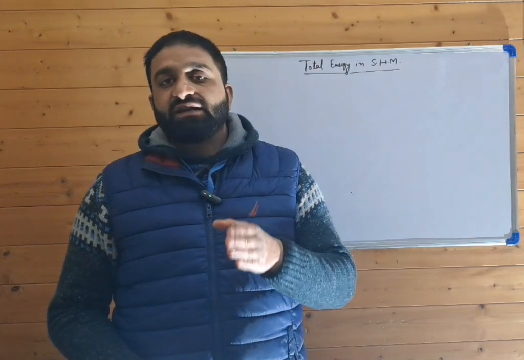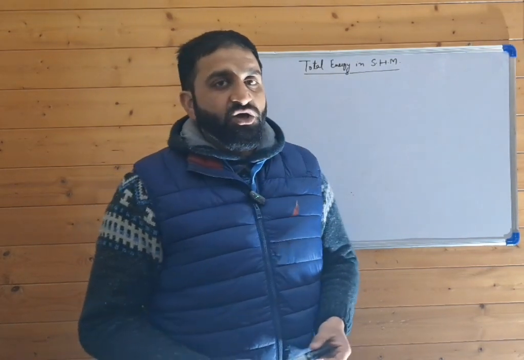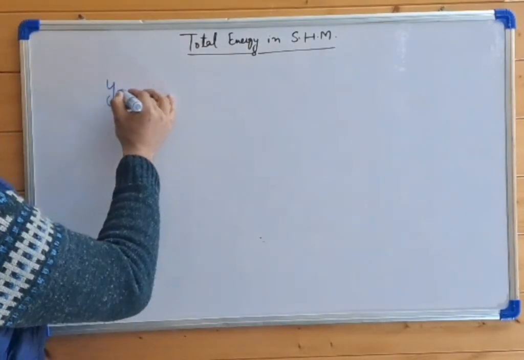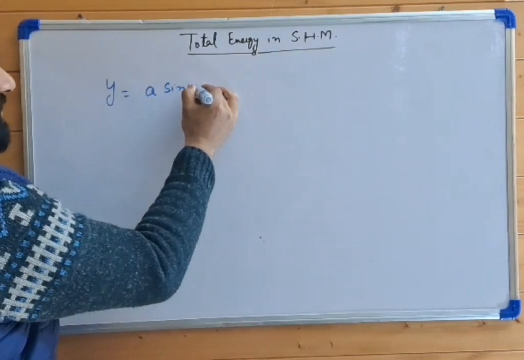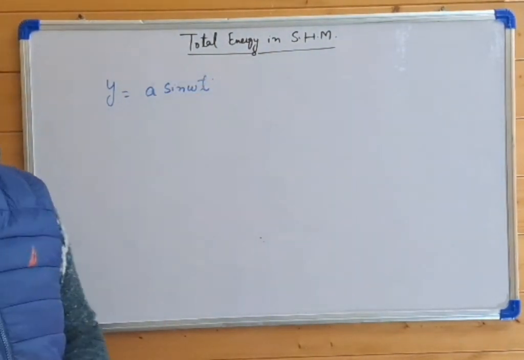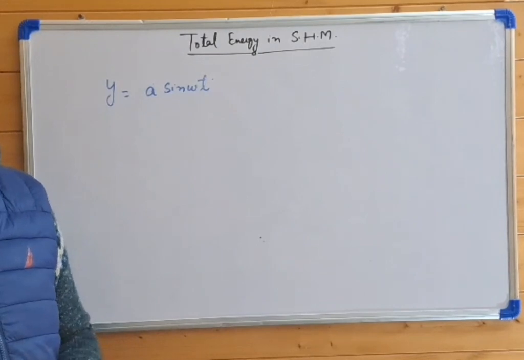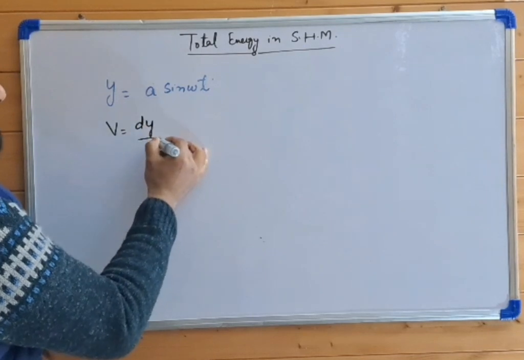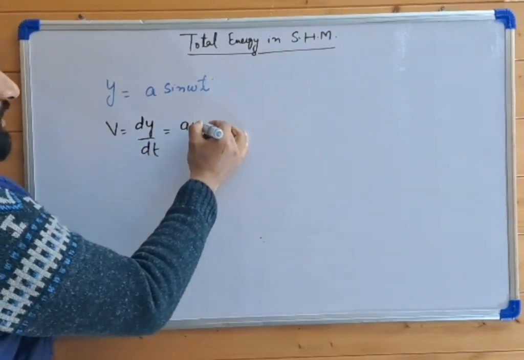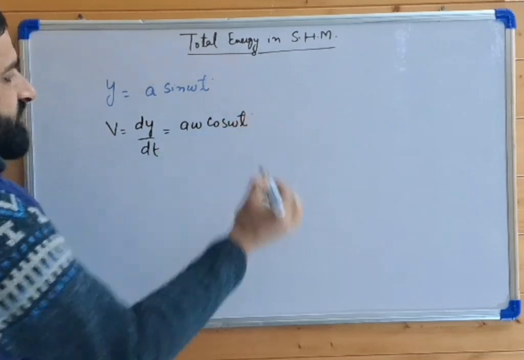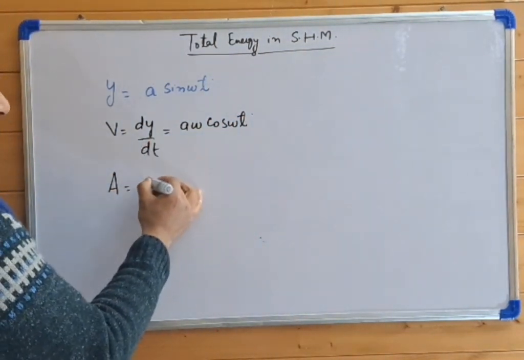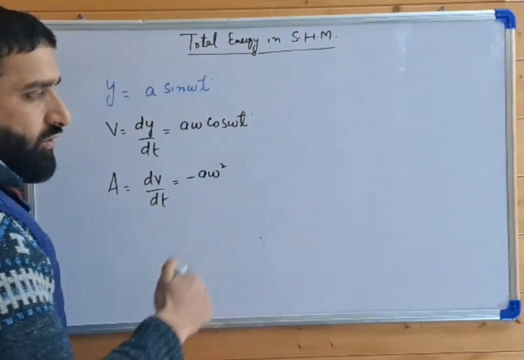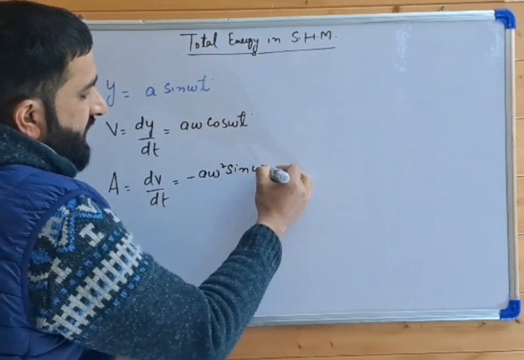As we have discussed earlier in the various topics of simple harmonic motion, we know that the displacement equation is given by y is equal to a sine of omega t, if a body is executing its simple harmonic motion from its mean position. The velocity is given by differentiation of this displacement with respect to time, that is a omega cos of omega t, and acceleration is given by differentiation of the velocity with respect to time, and that is equal to minus a omega square sine of omega t.